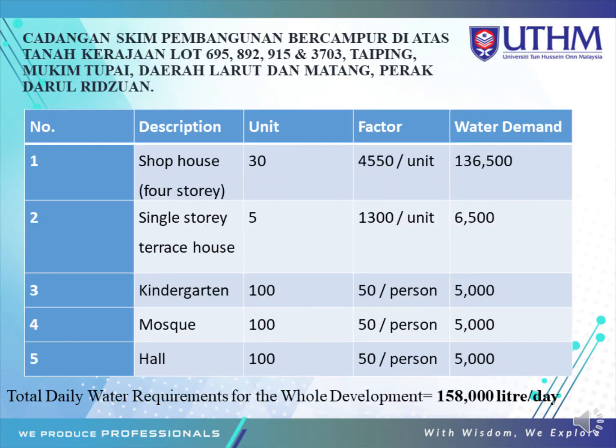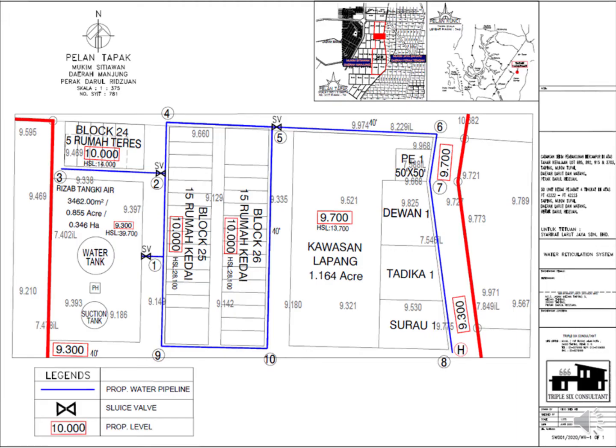The title of our project is stated above. The whole development consists of 30 units of 4-story shop house, 5 units of single-story terrace house, 1 unit of kindergarten, mosque, and hall. The total daily water requirement for the whole development after calculation is 158,000 liters per day. So this is the water pipe we propose for our project.